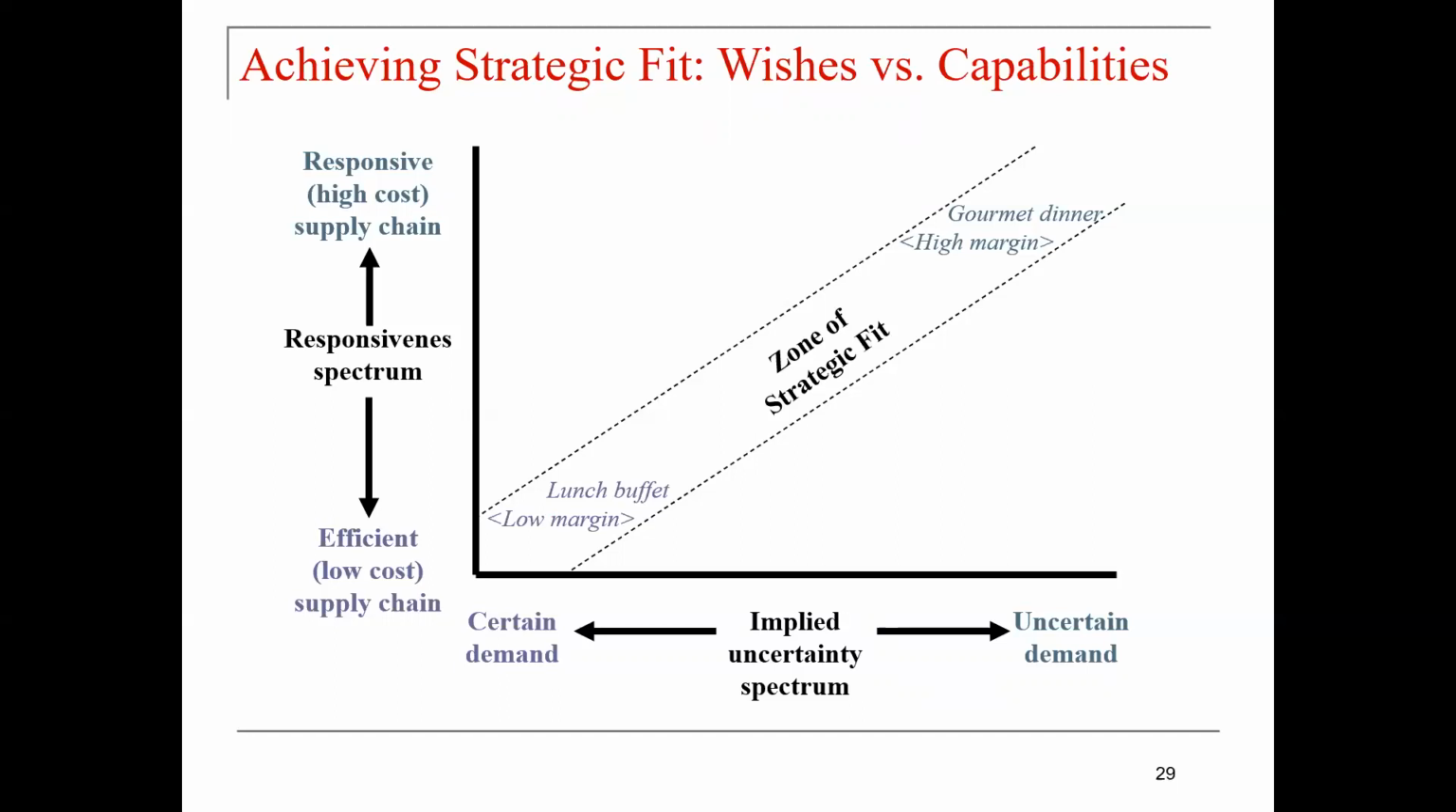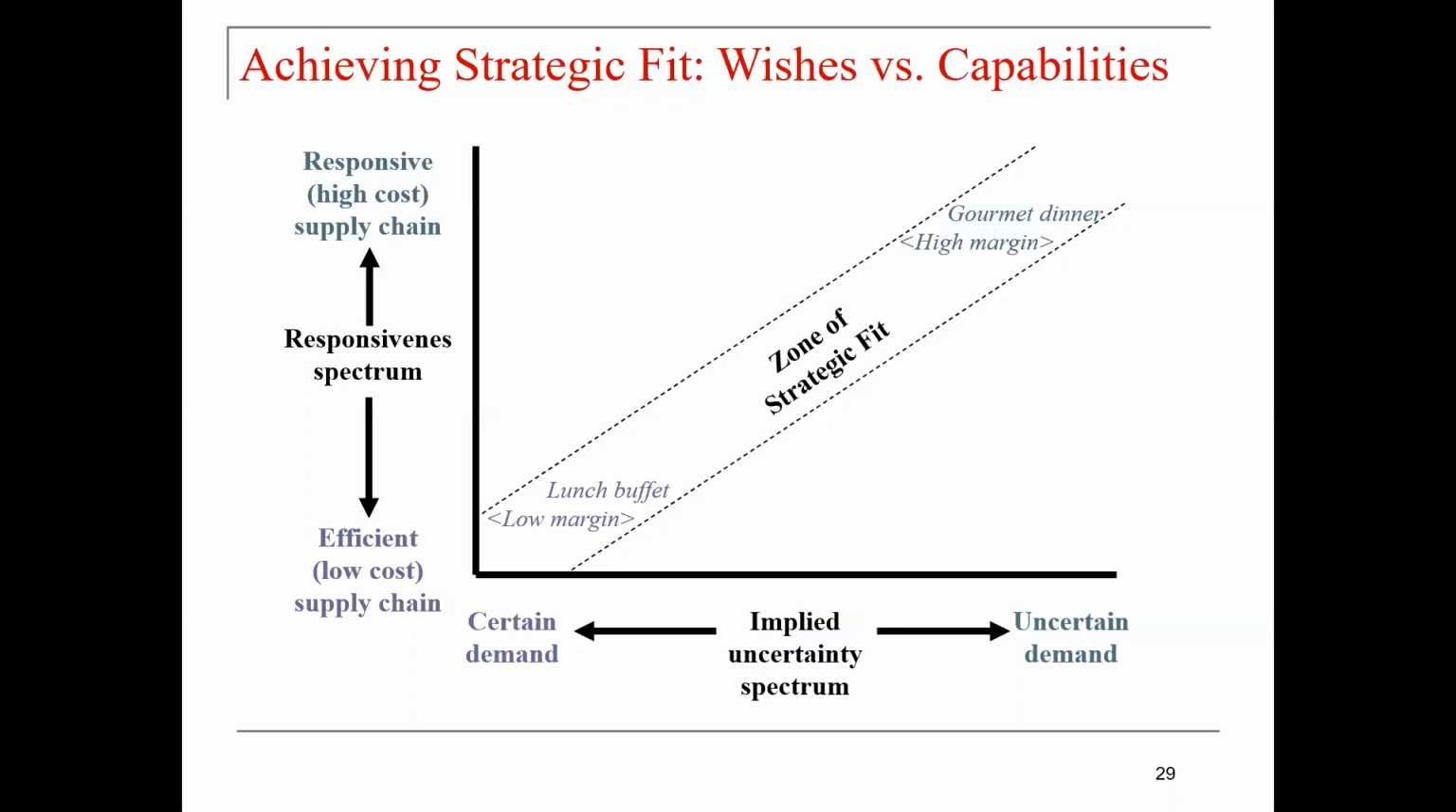For certainty, we have some examples here in terms of restaurants. If you have a certain demand, you can be efficient, like for example a lunch buffet, in which you have a very low margin, but your business is in having more people visiting your restaurant. So you have very specific food plates, and then you get your margin based on the number of people. So low cost, efficient.